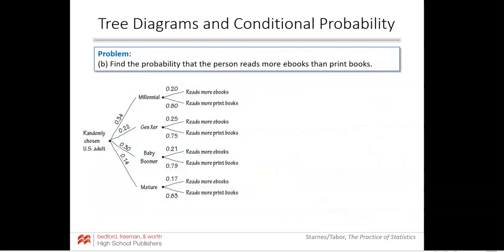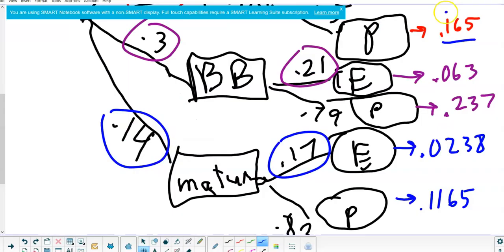So find the probability that a person reads more ebooks than print books. So now you're looking at more ebooks. So we have to add up all the probabilities of ebooks, right? So you see there's 4 different cases of ebooks there. So the top case, millennial ebook, then Gen X ebook, then baby boomer ebook. So you're adding up all those numbers. So if you went back to our thing, you'd add up this, whoops, that was print.